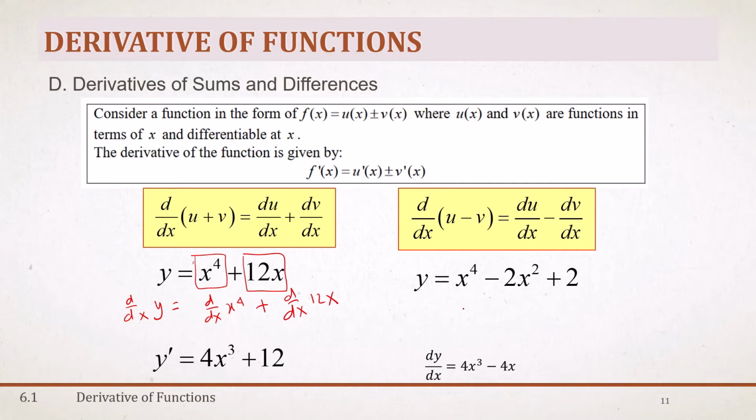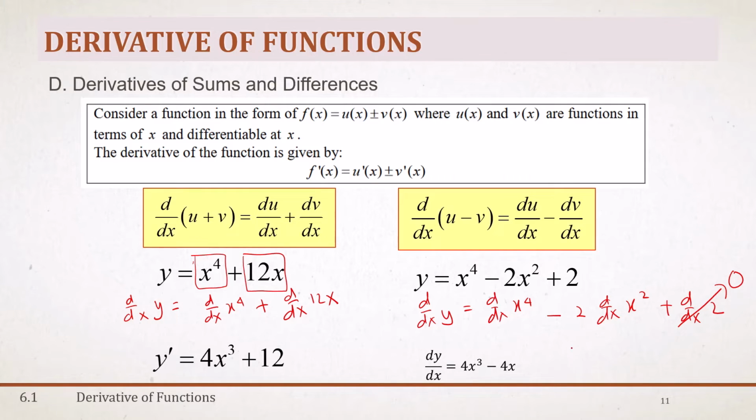How about this one? If it is a minus, it is the same thing. If I want to differentiate y, I can differentiate x to the power of 4 minus 2x squared, factoring the 2 out: differentiate x squared and differentiate 2. And we learned from the previous slide that differentiating a constant is 0. Then differentiating x to the power of 4, I push the 4 in front, and 4 minus 1 is 3, so 4x to the power of 3. And minus, the 2 brought in front is 4x.